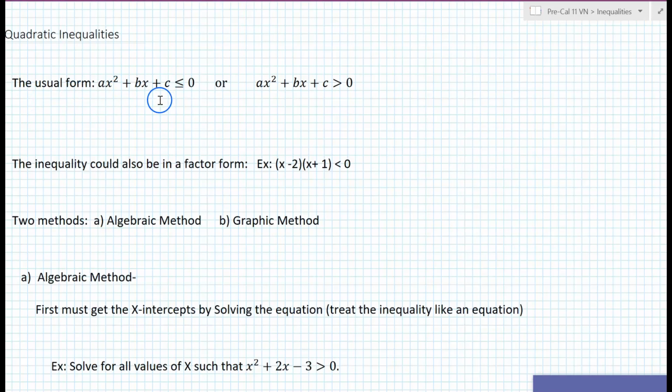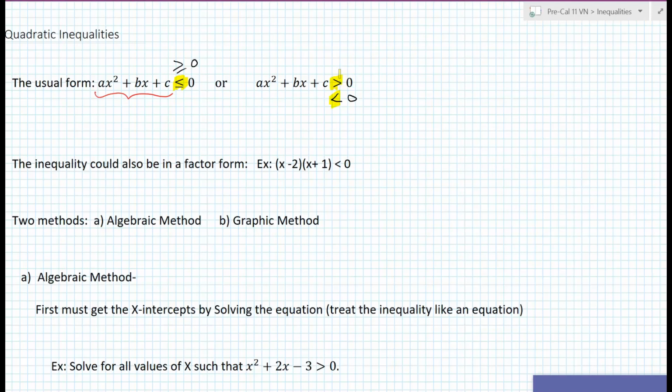First is the usual form of a quadratic. This is from your quadratic function. This is the typical quadratic function ax squared plus bx plus c, and we call it inequalities because we have this inequality sign. Now I should include the other side of it. It could be greater than or equal to 0, and the other side is less than or equal to 0 as well. Okay, so these are all different types of inequality, and the reason they call them inequality is because of the inequality sign.